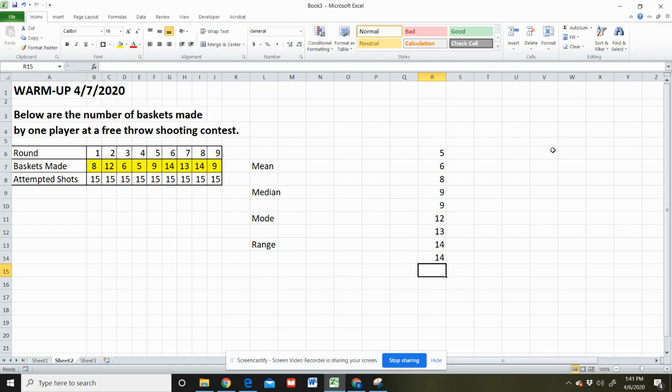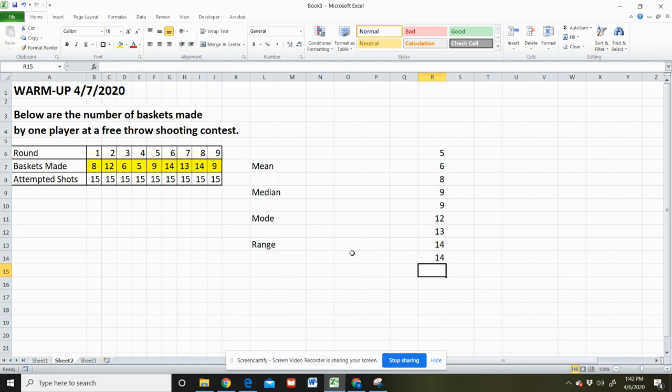So I'm going to pause the video here, and I'm going to have you check to see if you got the mean, median, and mode. I want you to try it on your own, and then we'll come back and finish it off. All right, so you're back. You tried your mean, median, mode, and range.